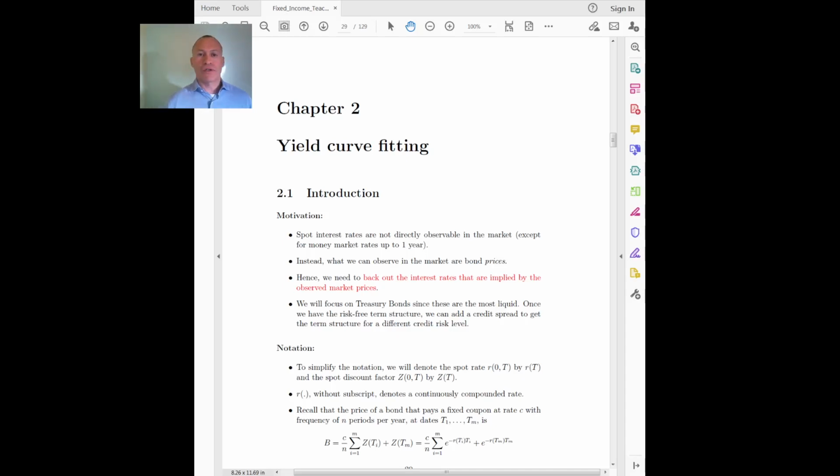Hello, so now we're going to talk about yield curve fitting, that is estimating the term structure of interest rates. Recall that the term structure of interest rates is defined as the zero coupon rates. Until 1 year we have treasury bills that are zero coupon bonds, and therefore we can immediately get the zero coupon rates that come from those bonds. But after 1 year we only have coupon bonds.